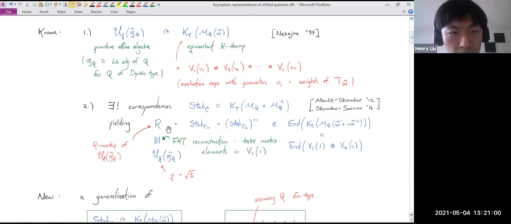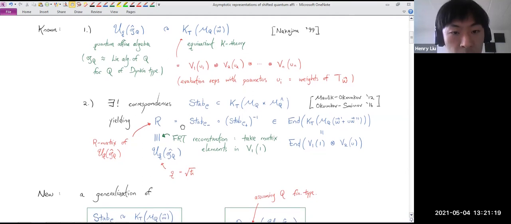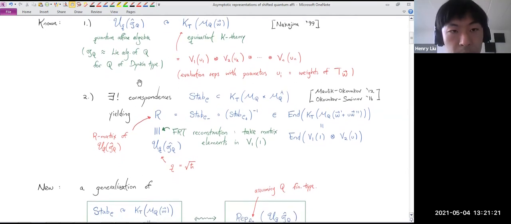Those of you who have seen quantum groups before may be wondering what this parameter q means in terms of geometry. q turns out to be the square root of h bar, at least in the two examples that we're thinking of. Okay, great. So that's what's known.